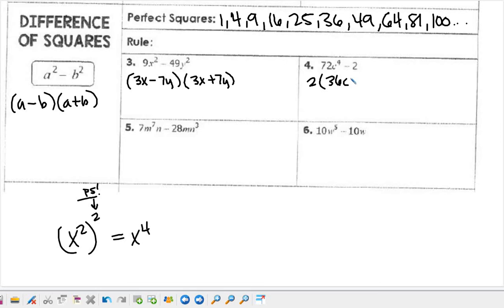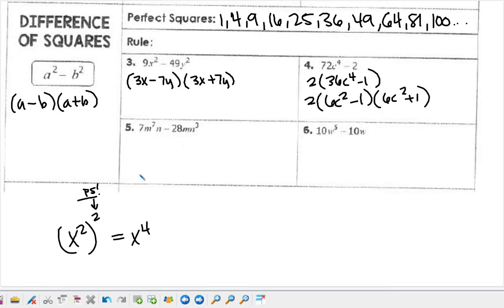It gives me 36c to the 4th minus 1. Now I have the difference of two perfect squares. So the square root of this is 6c squared minus 1 and 6c squared plus 1. Conjugate pairs.